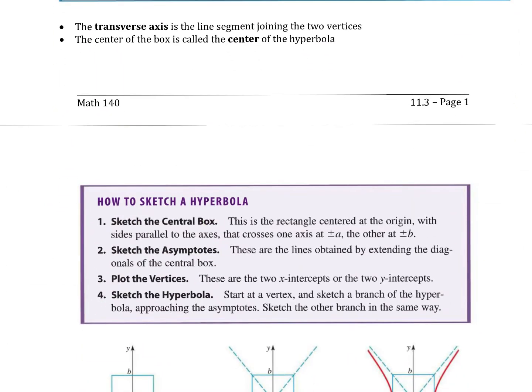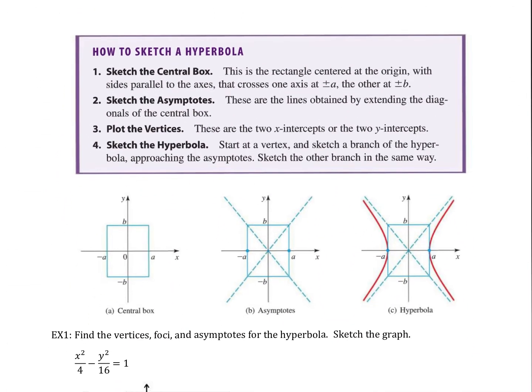Okay, so this one's kind of complicated to graph, but if you follow basic steps, it should be pretty straightforward. So how to sketch a hyperbola? One, sketch the central box. The central box is when you plot out the B and the A values, the positives and negatives, and then you draw your box in. This is the rectangle centered at the origin, with sides parallel to the axes, that crosses one axis at plus or minus A and the other at plus or minus B.